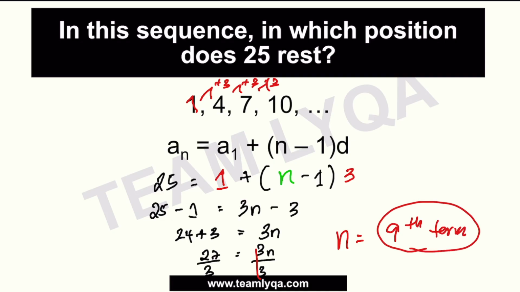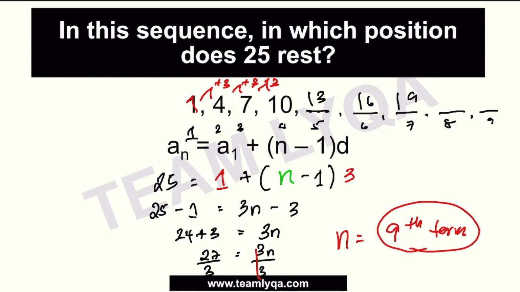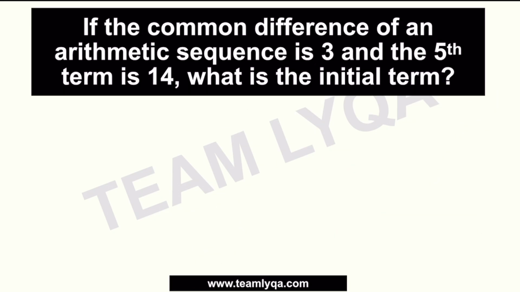Now, if you want to check, you can fill in the blanks. So, this is 1, 2, 3, 4, 5, 6, 7, 8, and 9. Again, the difference is 3. So, 10, 13, 16, 19, 22, and 25. So, tama tayo dyan. It's actually the 9th term. Okay? Now, another type of problem that could arise would be something like this.